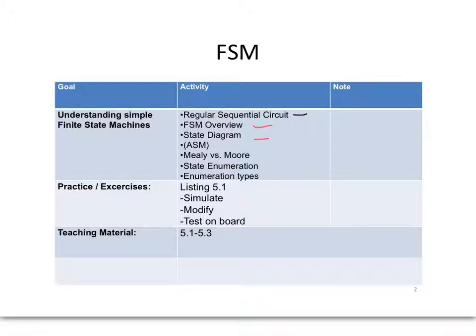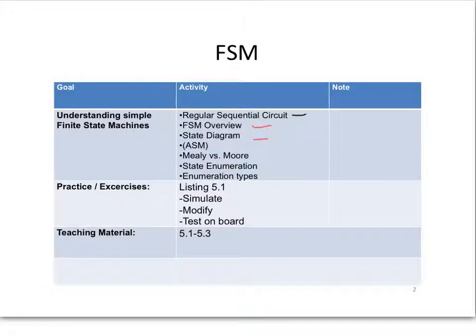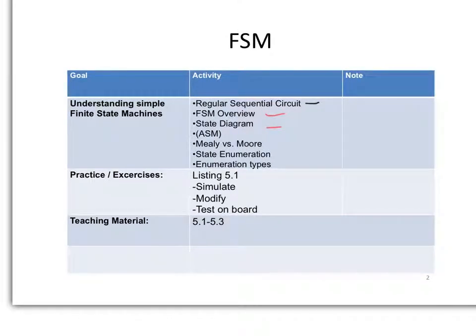We will look at an important thing, that is state diagrams. There is a self-study on ASMs. That would be another way of drawing states. We would look at a couple of types of output logic called Mealy and Moore and the differences between them. And then we'll look at state enumeration, how states can be enumerated. And there's a couple of different types of state enumeration that we will take a brief look at.